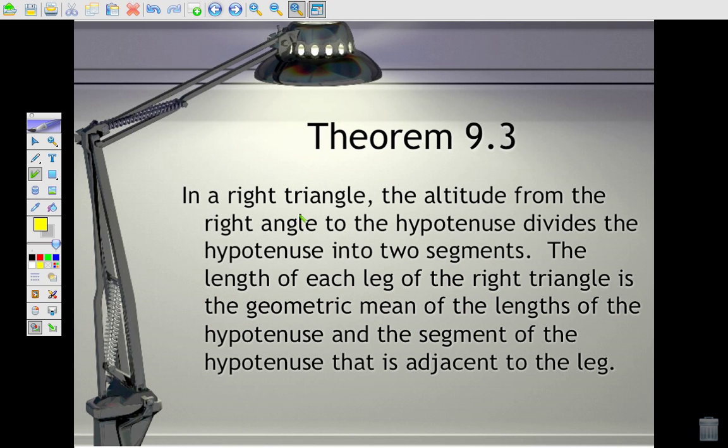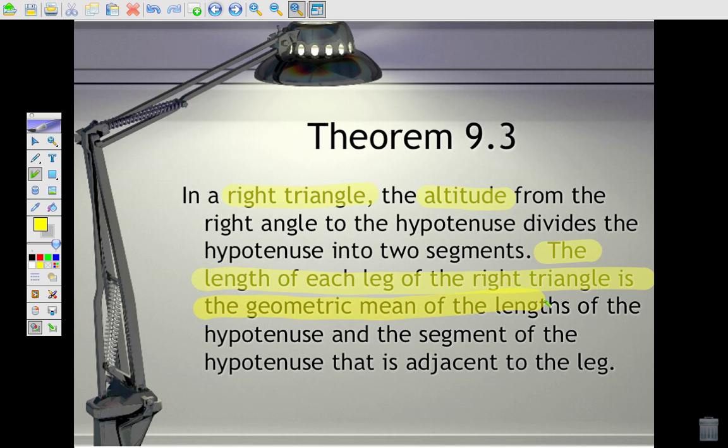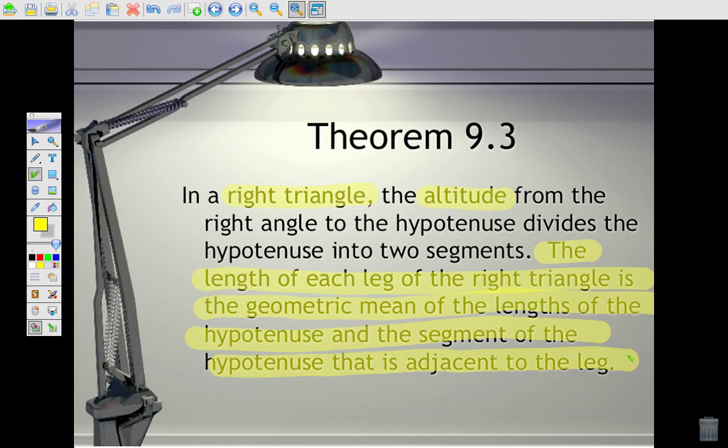Theorem 9.3, same right triangle, same altitude, and if we have that, then the length of each leg is the geometric mean of the lengths of the hypotenuse and the segment of the hypotenuse that's adjacent to the leg. So that can all seem very confusing, but what we're going to look at is the actual similar triangles and make sure that we can write those ratios. And if you can write the ratios, you can find any missing piece.